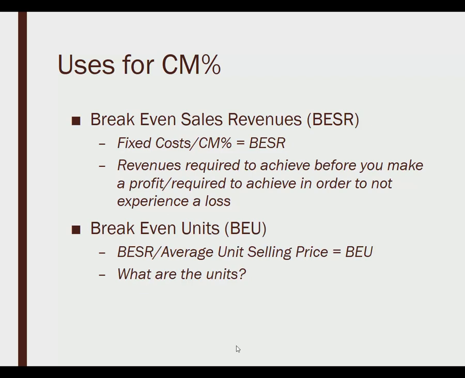And then break-even units is simply going to be that sales revenue, the revenue we need in sales to break even, divided by an average unit selling price. Okay? So what are the units? An average unit selling price for restaurants would be your average check. An average unit selling price in hotels would be your average daily rate.